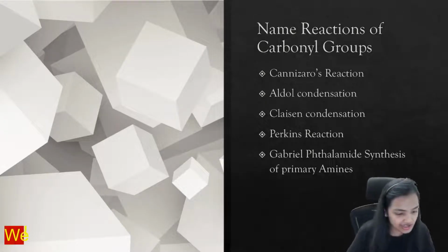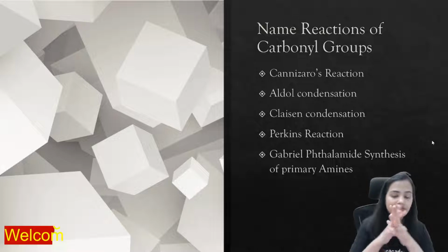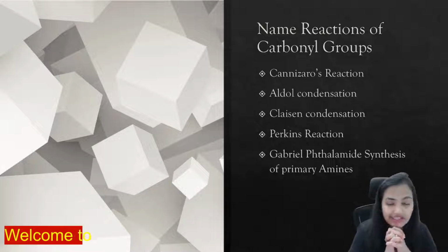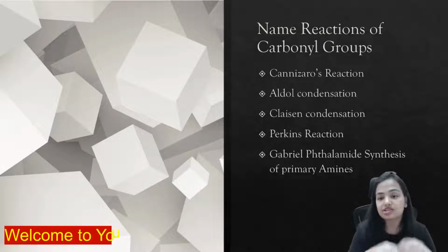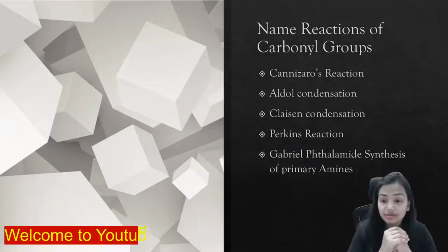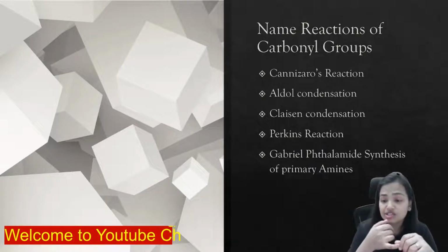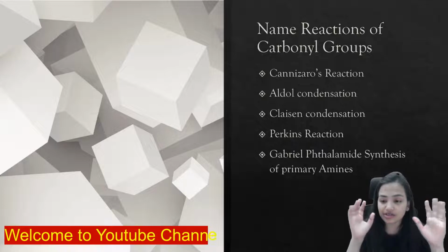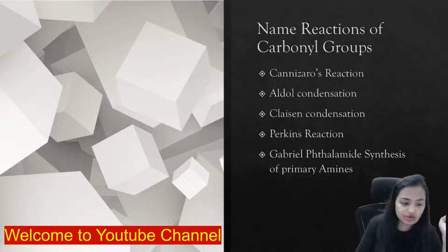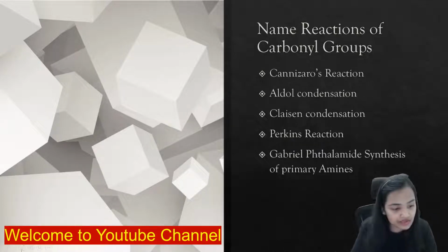Over the name reactions now. Okay, so these are the name reactions which I will be telling you in today's lecture. That is the name reactions related to the carbonyl groups. It could be the Cannizzaro's reaction, Aldol condensation, Claisen condensation, Perkin reaction, Gabriel phthalimide synthesis. So in total, how many name reactions are we going to focus on?